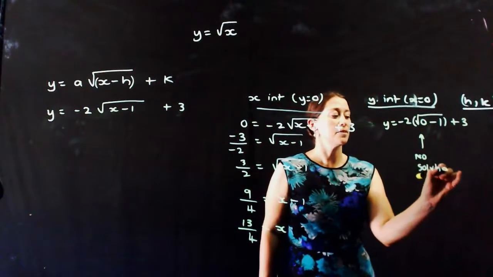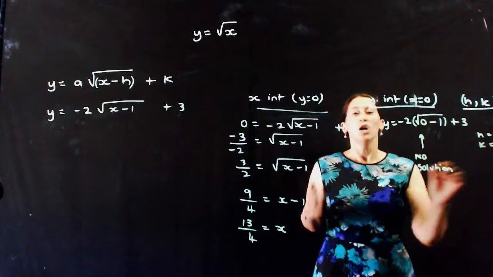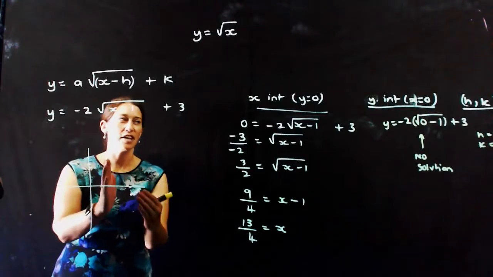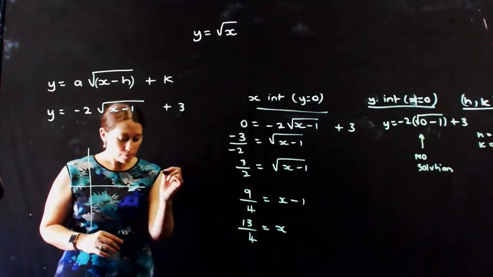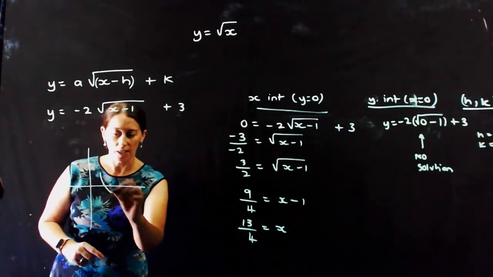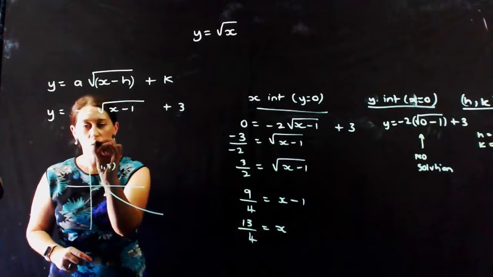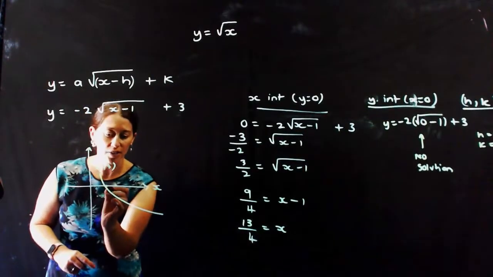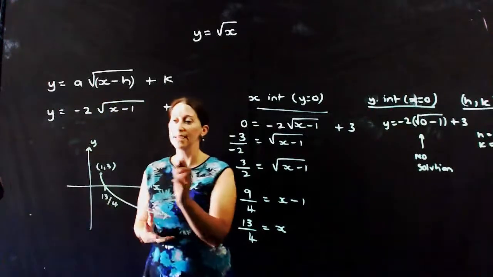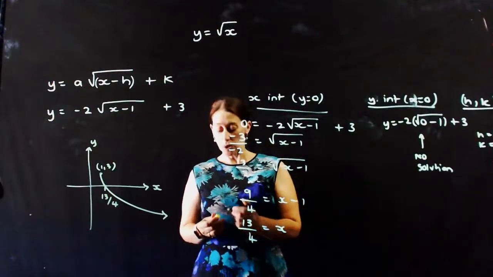Now let's see if that makes sense. The value of hk is: h is 1, k is 3. Therefore, the actual turning point, if I was to draw that whole thing, sits this side of the y-axis, so it's not going to cut the y-axis. If I sketch just the lower arm, because it's the negative, I'm going to go here. So this would be the point 1, 3. Our y-axis, our x-axis. The x-intercept was 13 over 4. Obviously that's continuous. And that is the graph, which would be titled y equals minus 2 square root of x minus 1, all plus 3.